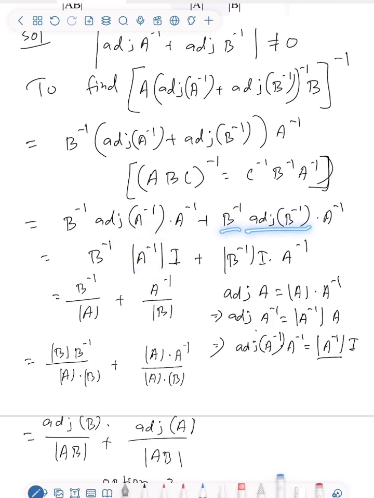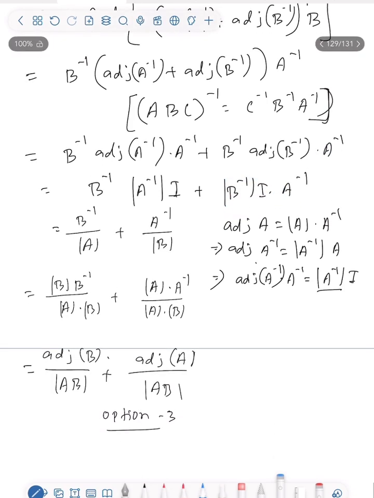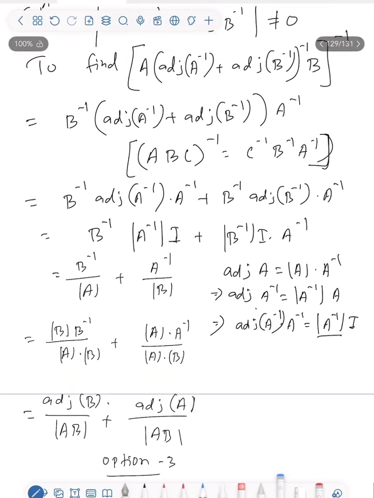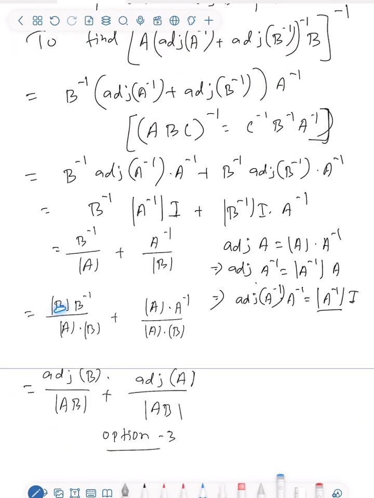Similarly, you can also write B inverse into adjoint of B inverse is equal to determinant of B inverse into identity matrix, and this one as it is. So this is determinant of A inverse divided by determinant of A plus determinant of B inverse divided by determinant of B. Multiply and divide with determinant of B. Here multiply with determinant of A and divide with determinant of A.